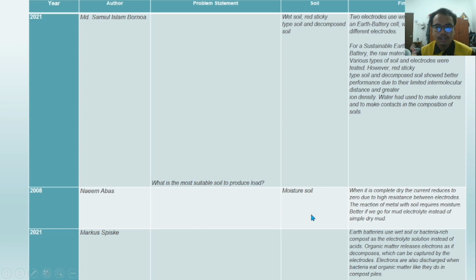The second is Naim Abbas. He used moisture soil, and what I find is when it is completely dry, the current reduces to zero due to high resistance between electrodes. So the reaction of the metal with soil requires moisture.